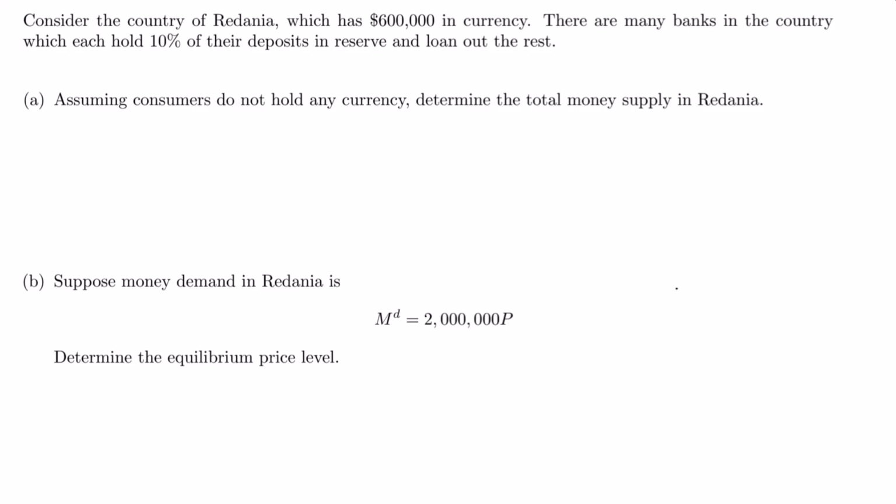Since we assume they're not holding any currency, we can use the equation M equals C over R to calculate the money supply. C is currency, R is reserve ratio. Currency is 600,000, and the reserve ratio is 10%, so we put in 0.1, which is going to give us a total money supply of $6 million.